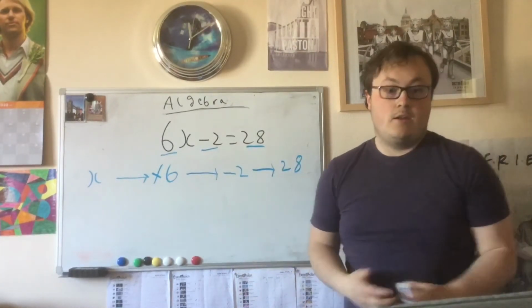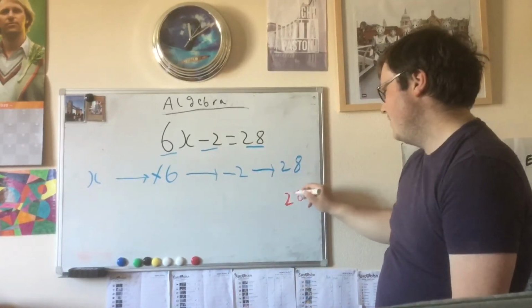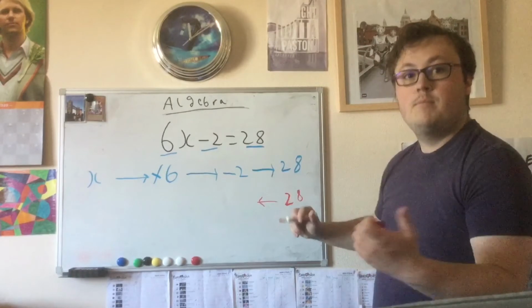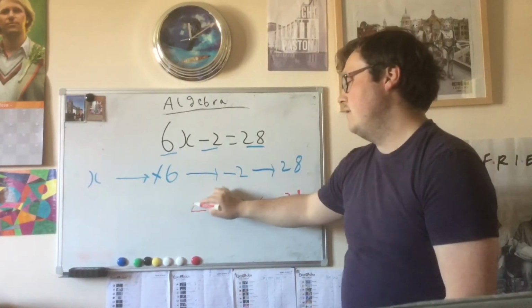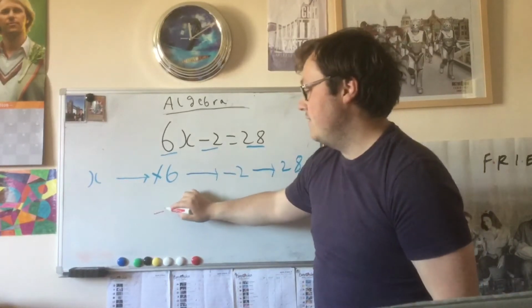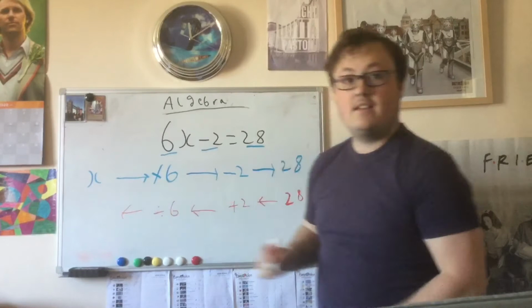What's our unknown? How do we find it? Well, we reverse the process. We do 28. Instead of minusing, we're adding 2. Instead of timesing by 6, we're dividing by 6. And that will get us x.